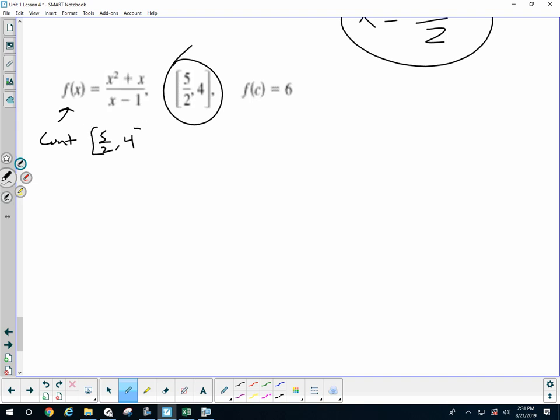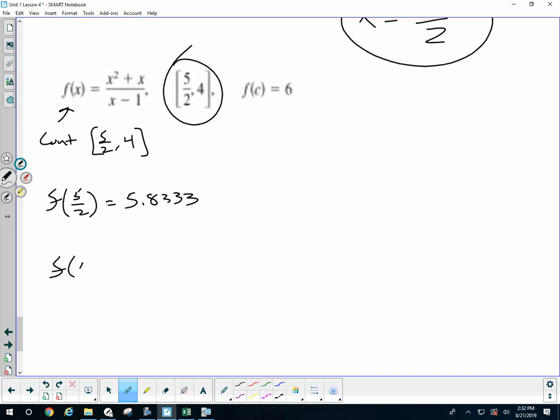All right. Now I'm going to go ahead and use my calculator to quickly find what f of 5/2 is. So 5/2 squared plus 5/2 divided by 5/2 minus 1. 2.5 minus 1 is 1.5. I get 5.8333. Whatever, I'll just leave it as 5.8333. All right, it's under 6.